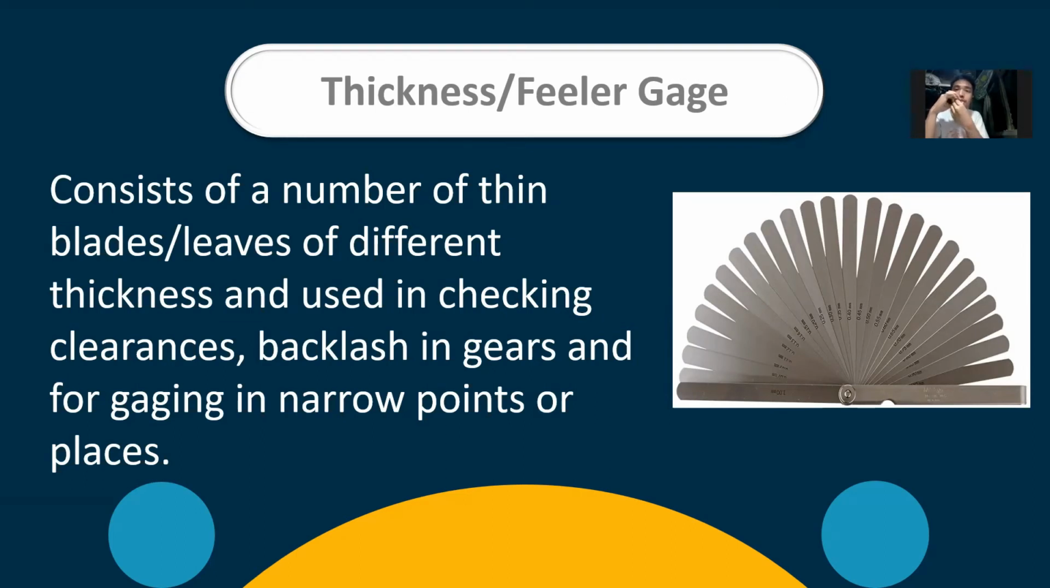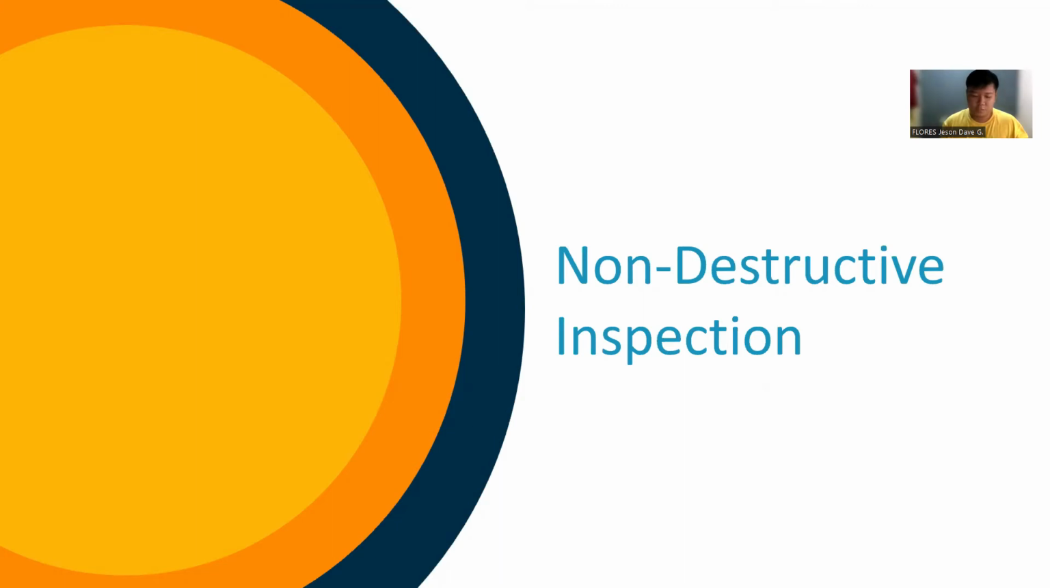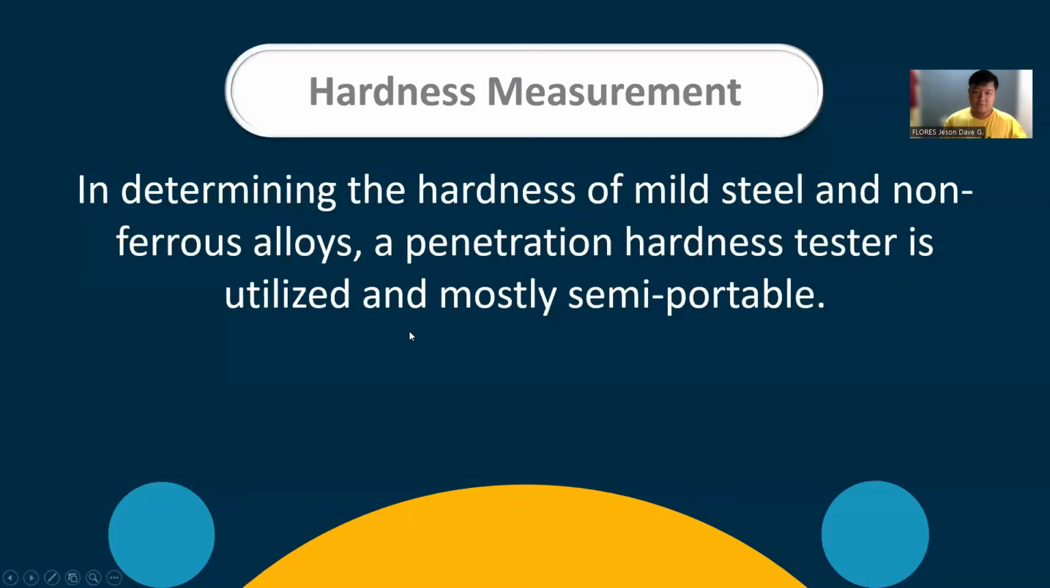For example, for the non-destructive inspection, this is a set of testing and analysis techniques used by industry to evaluate the properties of materials without causing any damage to the test objects. And there are 6 testing methods of analysis that I will discuss. First is the hardness measurement. In determining the hardness of mild steel and non-ferrous alloy, a penetration hardness tester is utilized and mostly semi-portable.